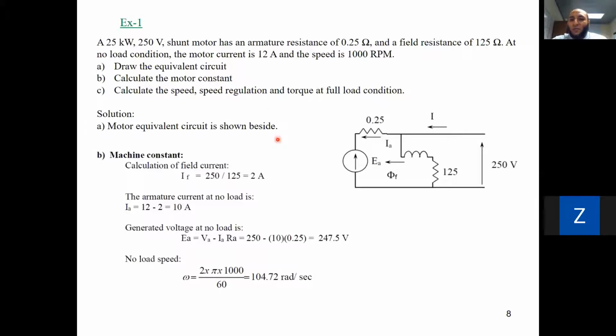So simply we have one case, which is the no load case. We have the 12 ampere motor current, which means the input current to the motor, and we have speed of 1000 RPM. We can first calculate the current moving in the field circuit, by terminal voltage divided by the field resistance. So IF equal to 250 divided by 125 ohms, which is 2 ampere.